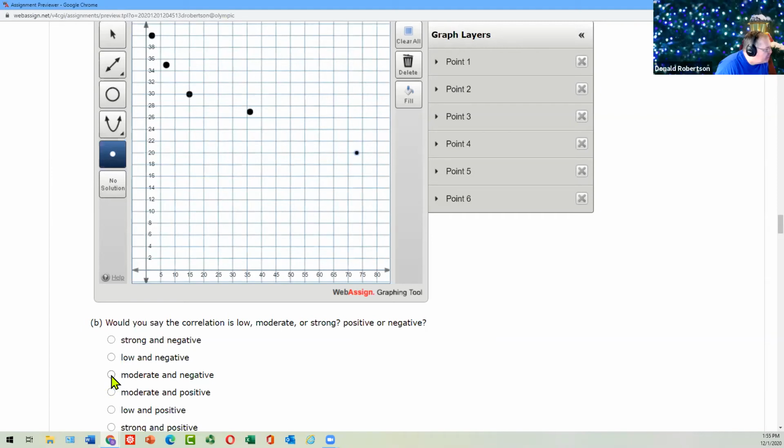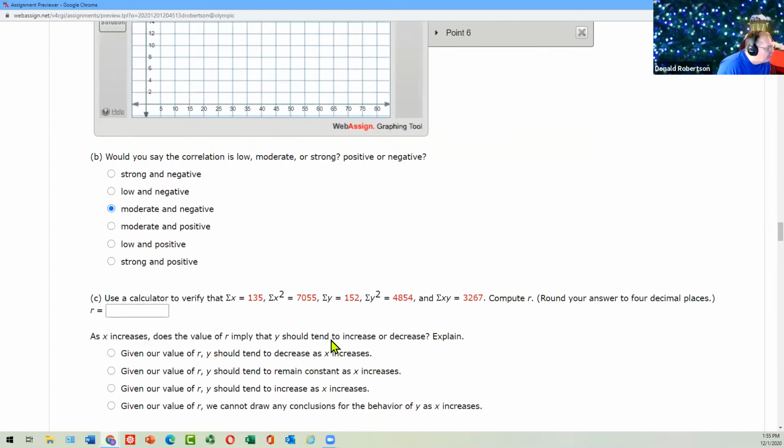Now, I may change my mind once I find R. Let's suppose I do it and R is 0.92. Won't I change it to strong then? Let's suppose I do it and R ends up being 0.54. Then won't I change it to low? So we may go back to this, but I would have picked moderate as well.